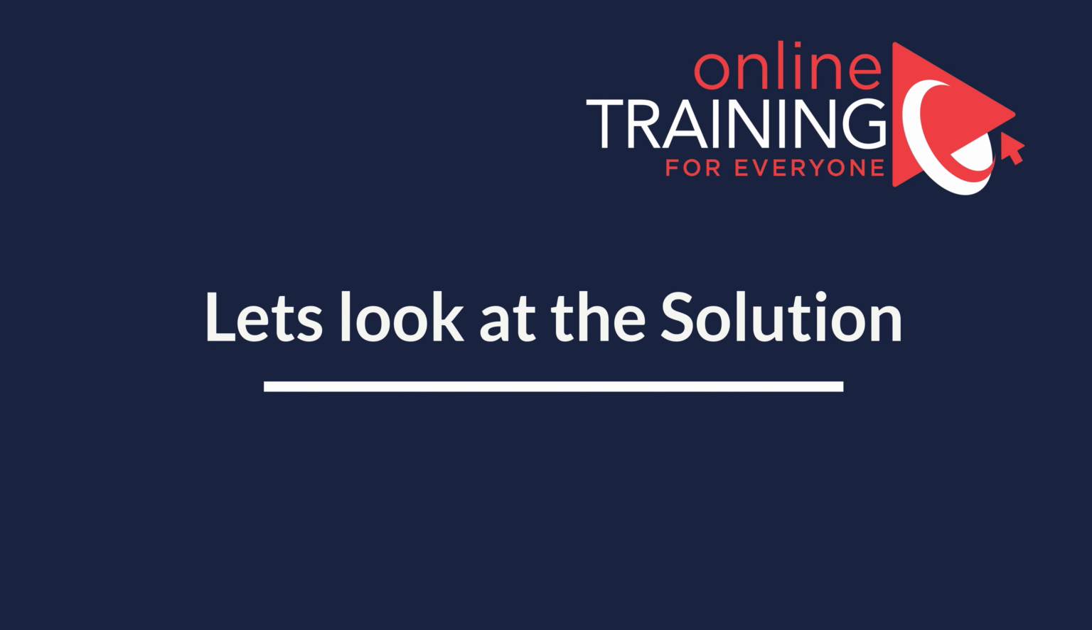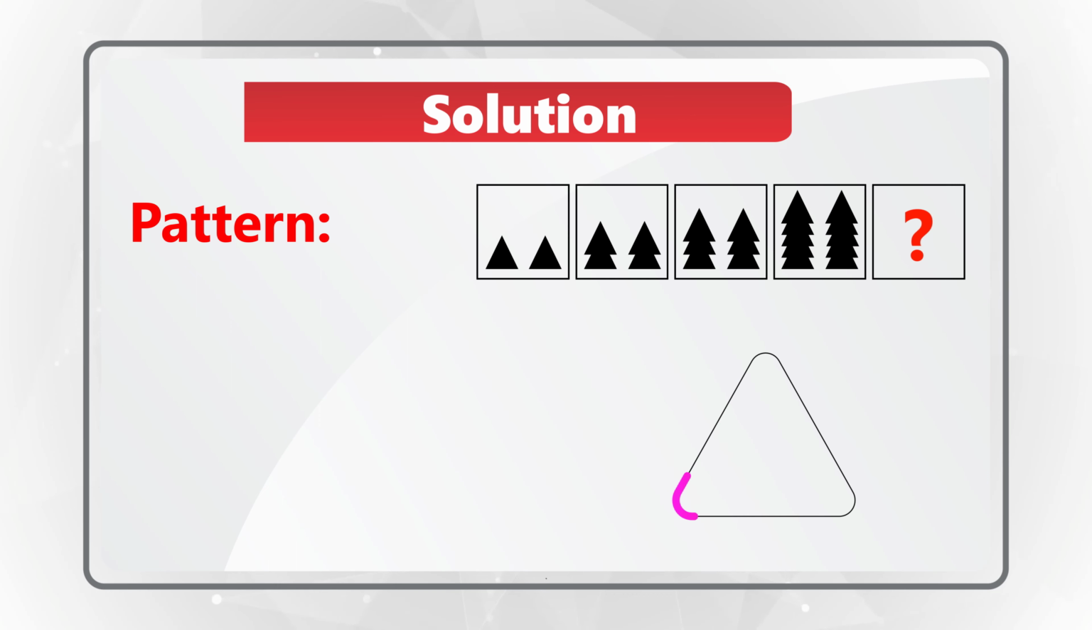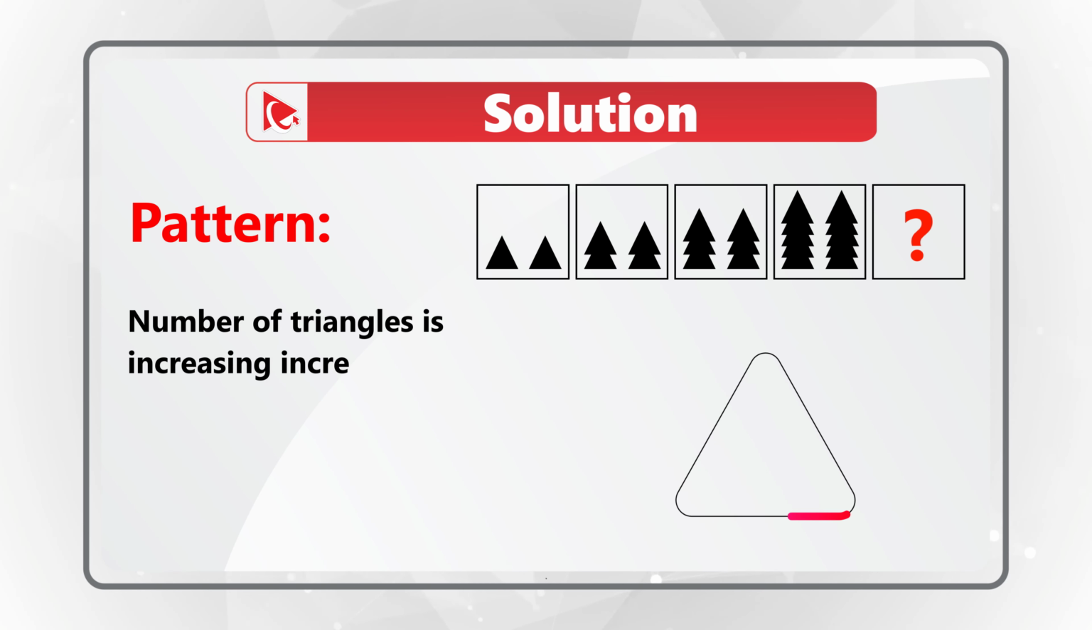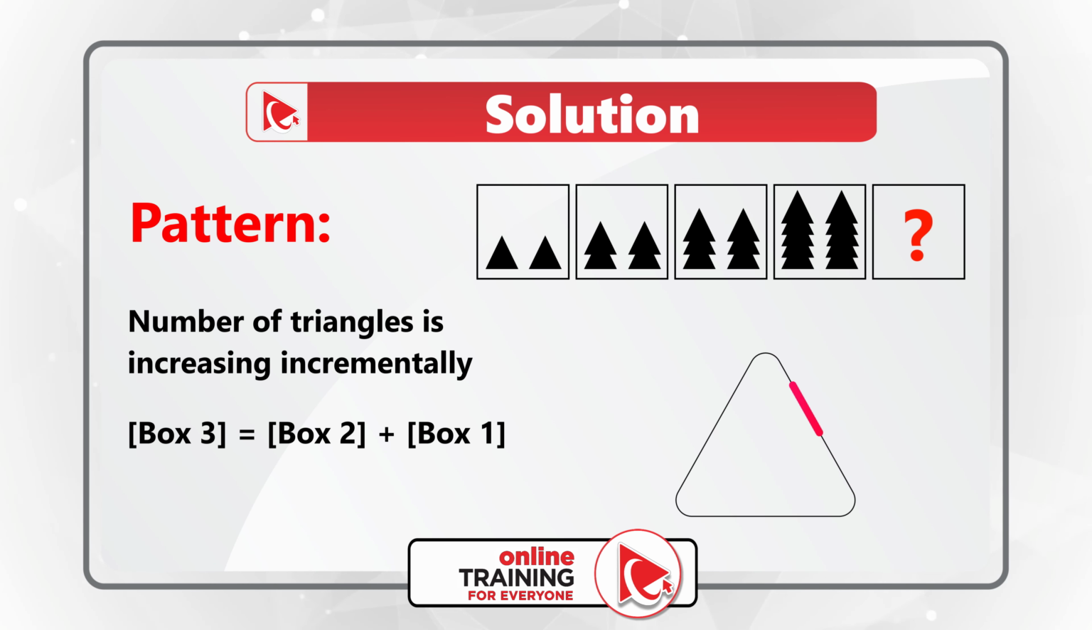solution. As you might have guessed, to get to the correct answer, you need to look for patterns. And there are 2 patterns we see here on this picture. The first pattern is that each box contains triangles that are incrementally increasing. Pattern 2 shows you how to calculate triangles. And to calculate triangles in the next box, the triangles in the previous 2 boxes should be summed up.